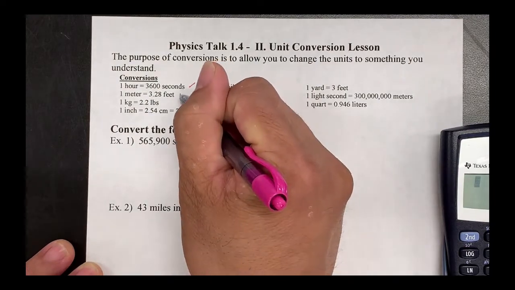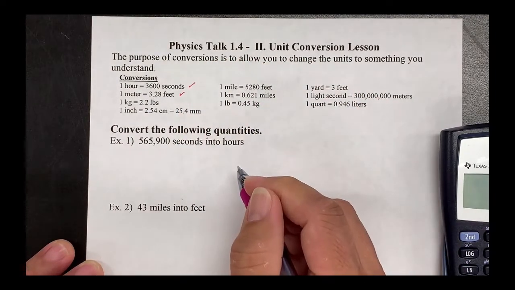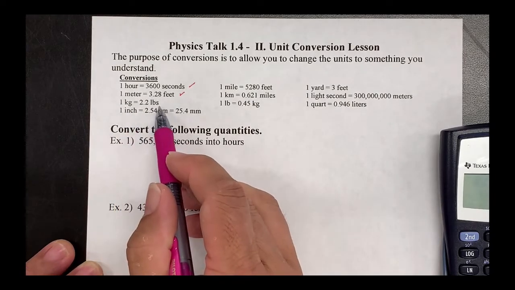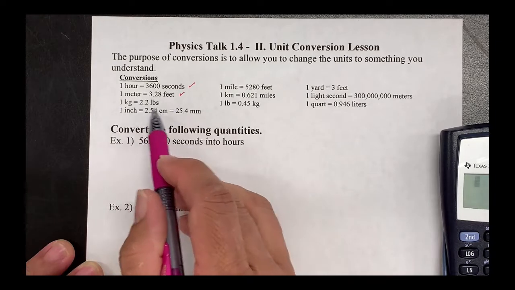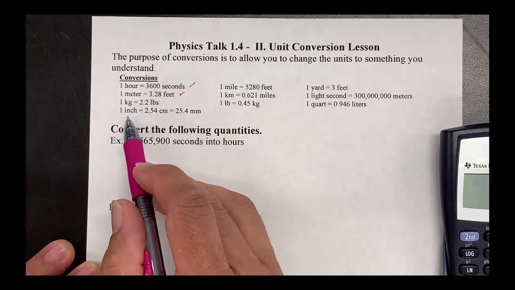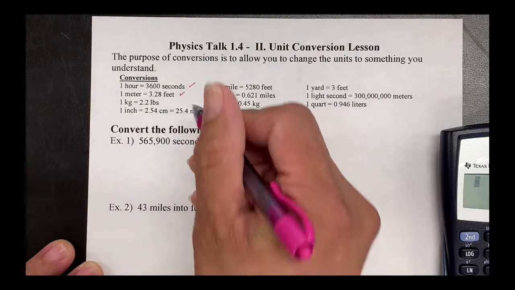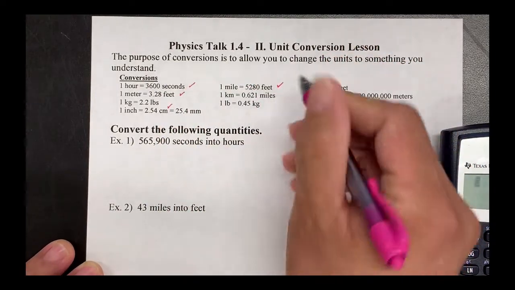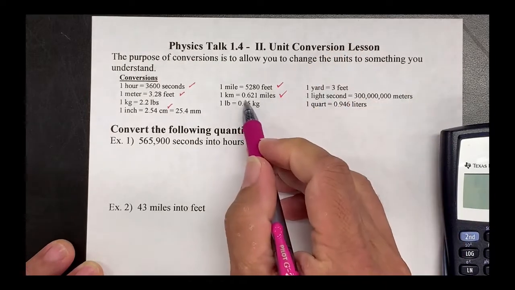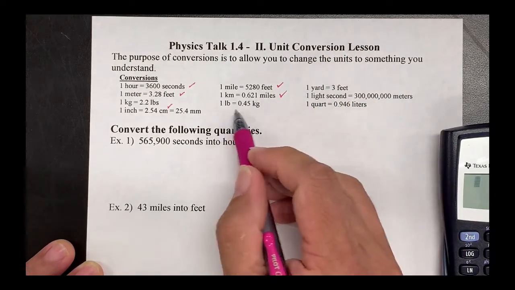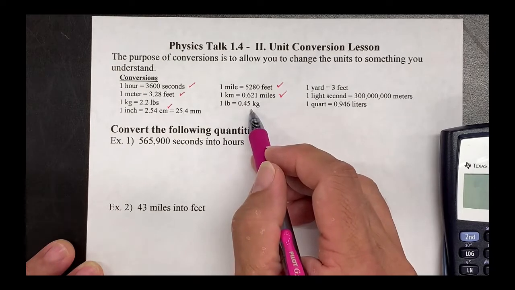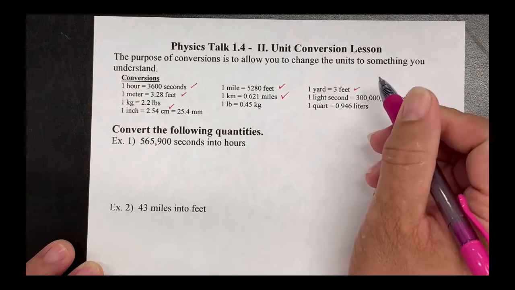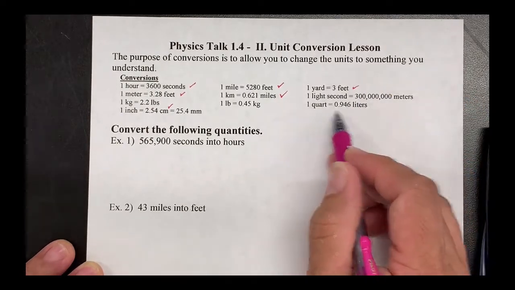I would suggest you write down 1 meter equals 3.28 feet. We don't need the kilograms to pounds, although maybe in a future chapter we will, but not as of now. We're just doing length and time right now. 1 inch equals 2.54 centimeters is probably a good one to have as well. 1 mile is 5,280 feet. 1 kilometer is 0.621 miles. Again, we don't need pounds to kilograms right now, but it's probably good to have in the future. 1 yard equals 3 feet. You probably already know that. And then, of course, we don't need the light second right now or the quart.